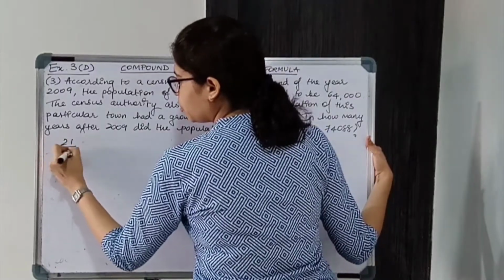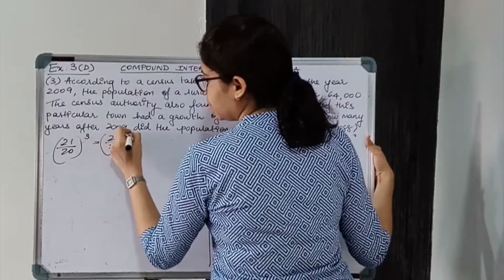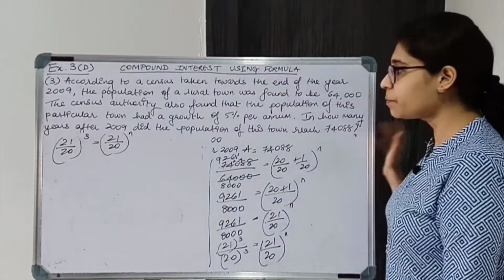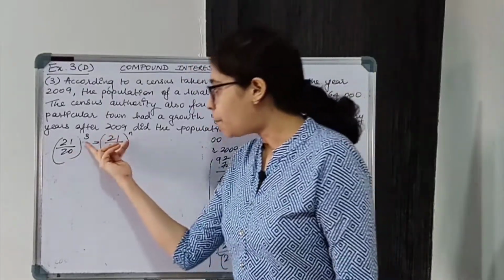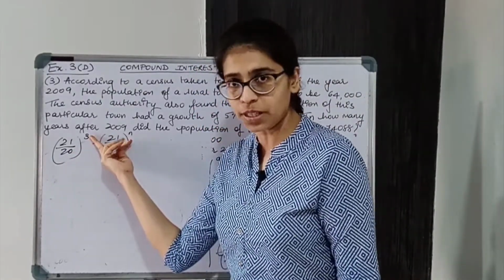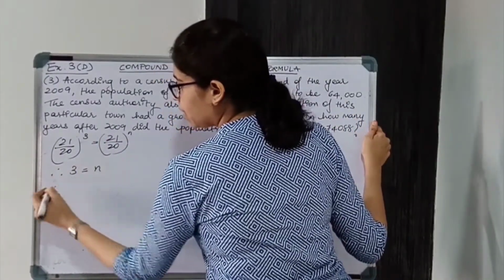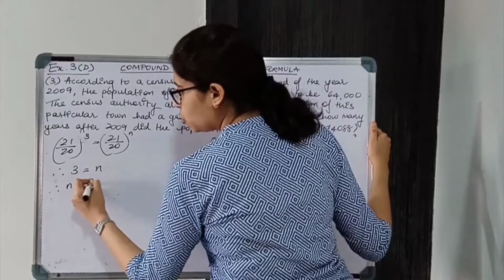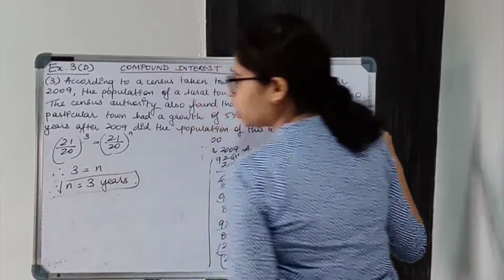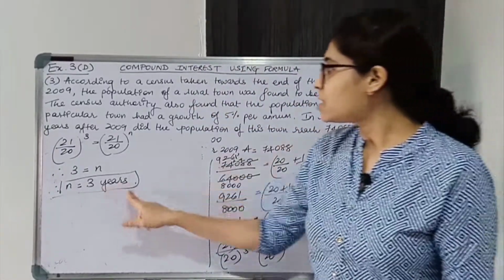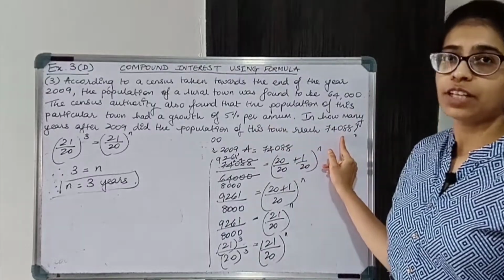So (21/20)^3 is equal to (21/20)^n. Now since the bases are equal, you can say the powers are equal. Therefore 3 is equal to n, that is, switching the sides, n is equal to 3 years. So 3 years after 2009, the population of the town will reach 74,088.